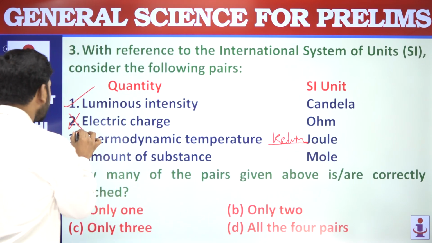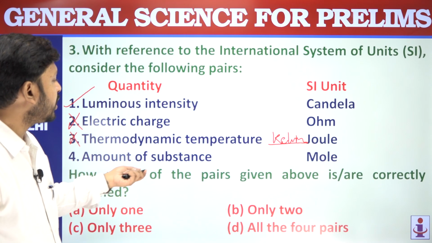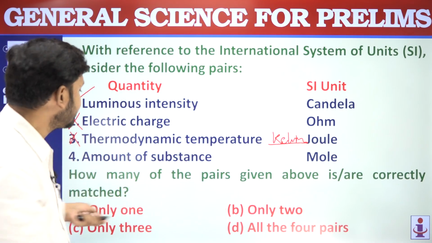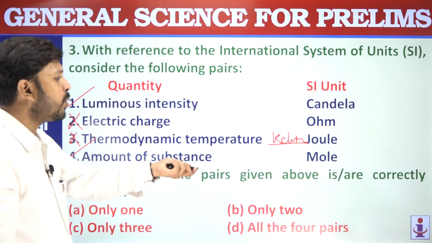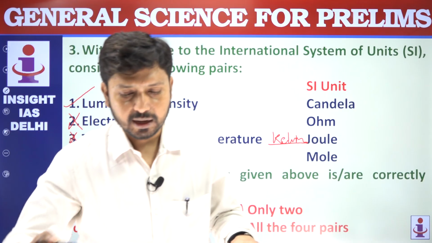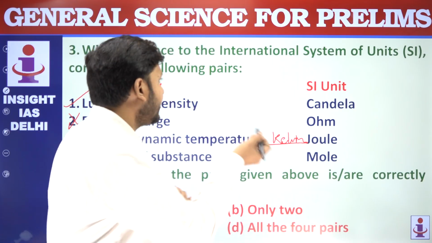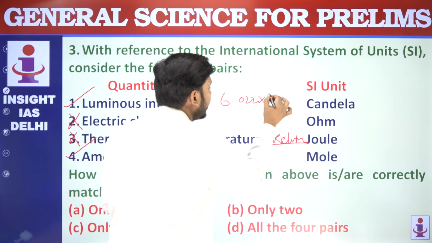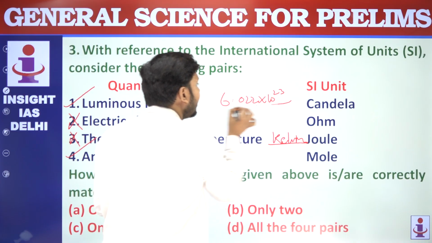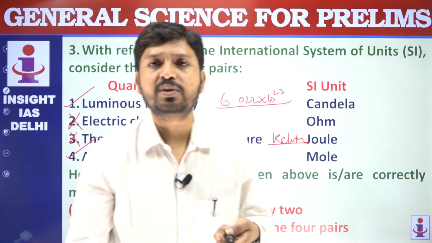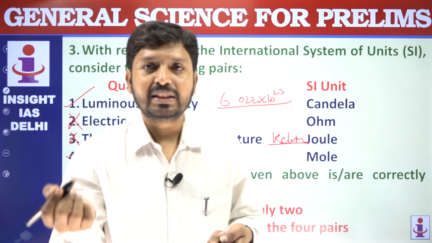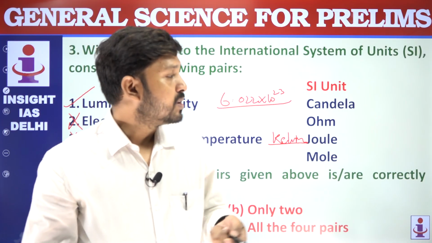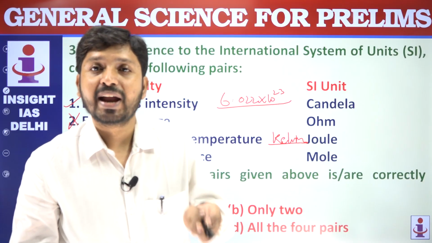Okay, it is Kelvin, so this is also wrong. And amount of substance, that is mole. Okay, this is right. So mole is nothing but a unit where 6.022 into 10 to the power of 23 entities or particles will be there. That is nothing but called 1 mole. So this value is also called Avogadro's number.